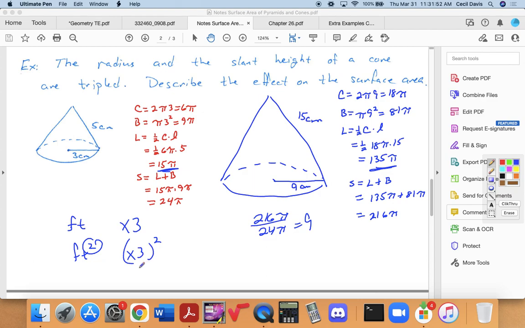What if I was to multiply every unit by 5? What would I multiply the area by? 25. Because 5 squared is 25.